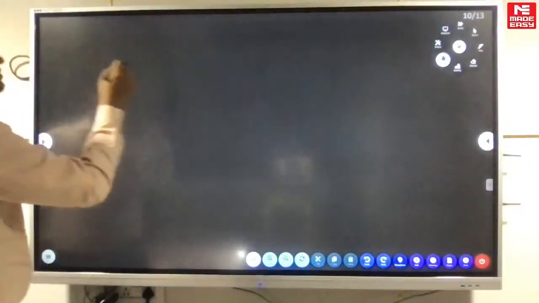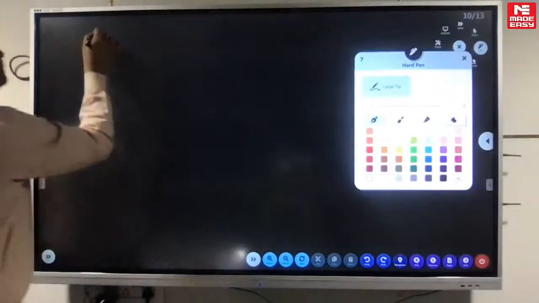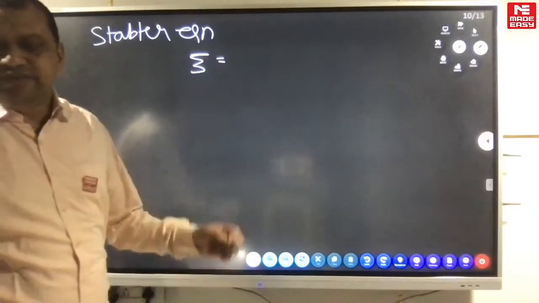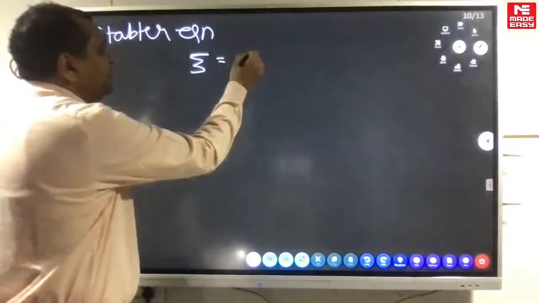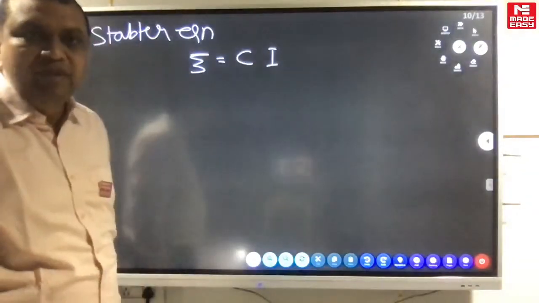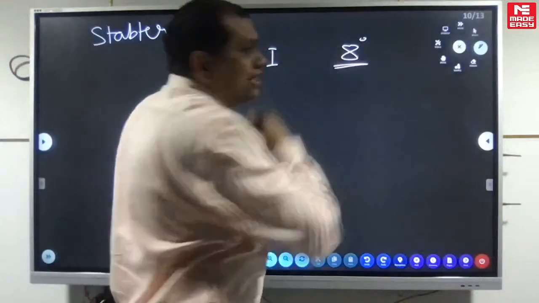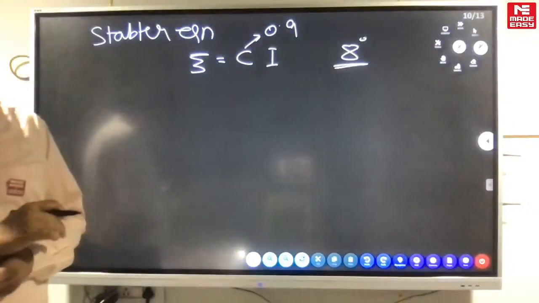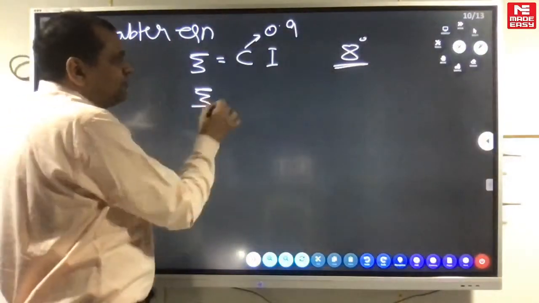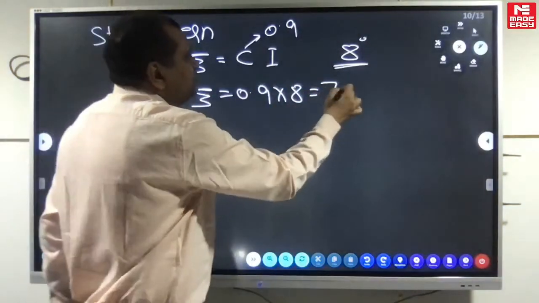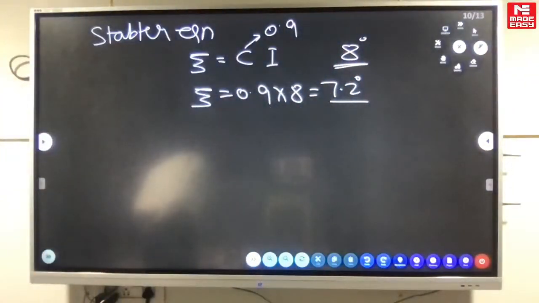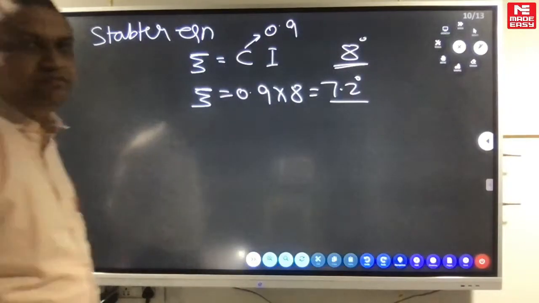And the Stabler equation is: zeta, the chip flow direction, is nothing but Stabler constant times the angle of inclination. In the problem, 8 degrees is given as the angle of inclination, and generally this Stabler constant is 0.9. So the chip flow direction is 0.9 into 8, which is 7.2 degrees. So the direction of chip flow is calculated by the Stabler equation.